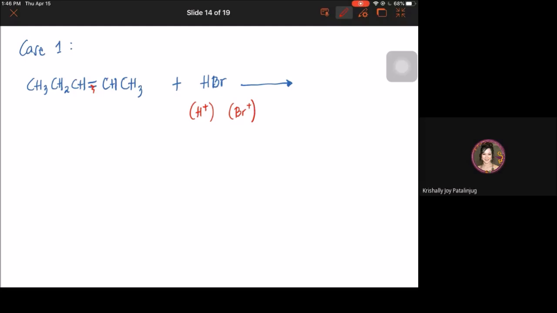Bisken asa, di ba, nimo i-add ang hydrogen. So, sa isa ka product, pwede nimo i-add ang hydrogen sa kaliwa. Sa second nga product, pwede ang hydrogen doon sa kanan nga double bond carbon. Kasi nga, parehas lang yung degree of substitution. So, dalawang mixture of products ang imuhang makuha.